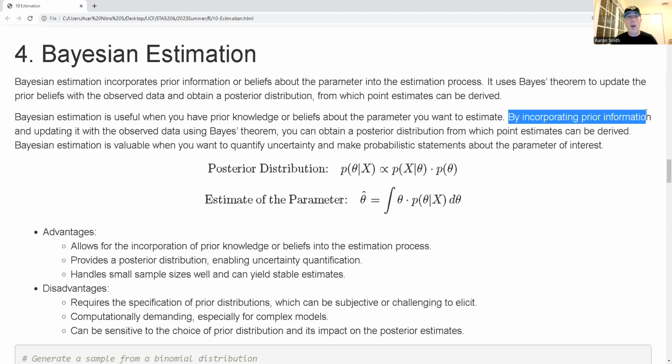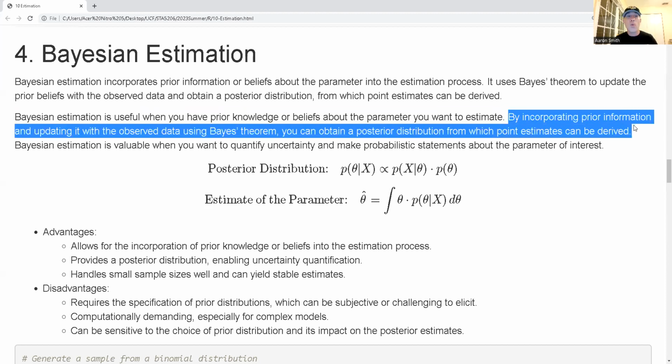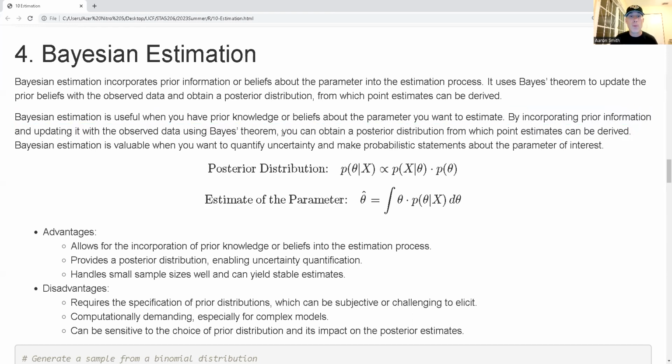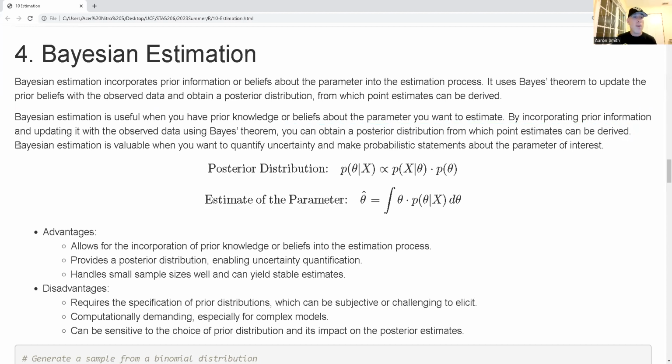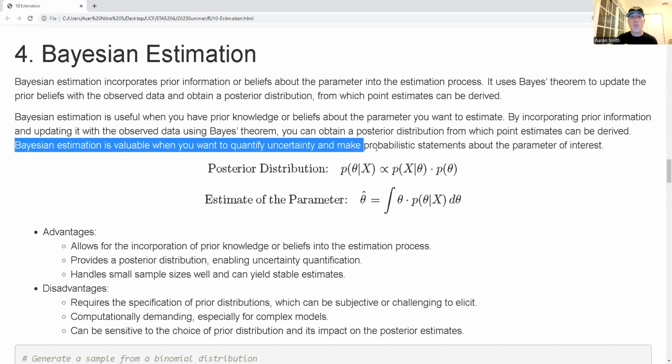By incorporating prior information and updating it with the observed data using Bayes' theorem, we can obtain a posterior distribution from which point estimates can be derived. Bayesian estimation is valuable when you want to quantify uncertainty and make probabilistic statements about the parameter of interest.